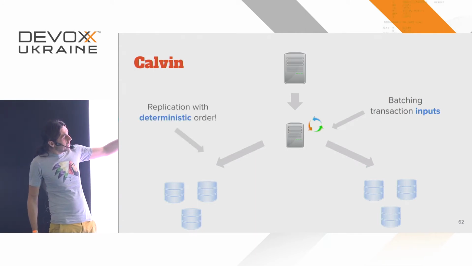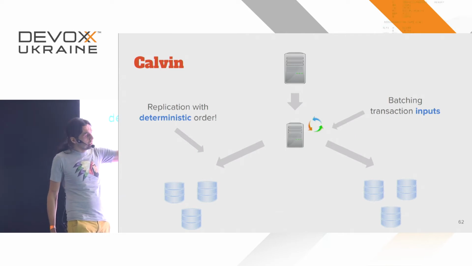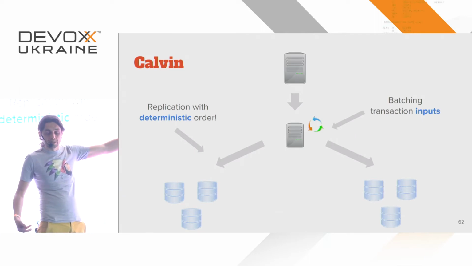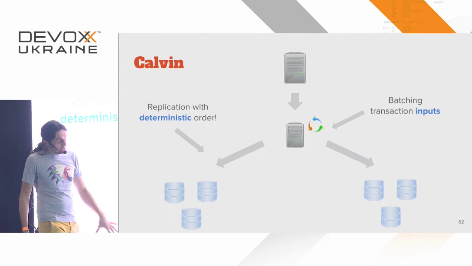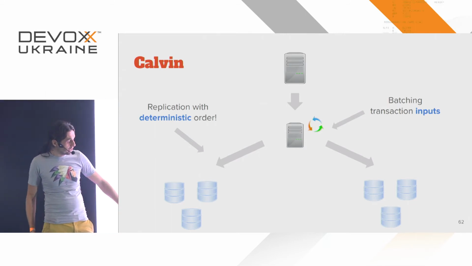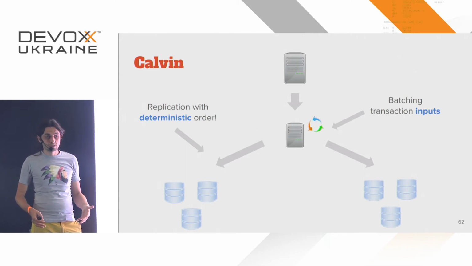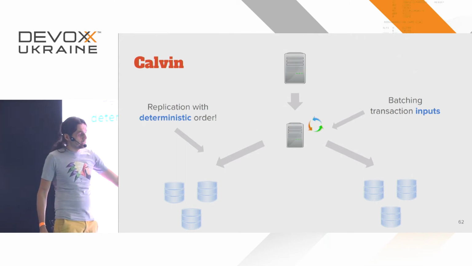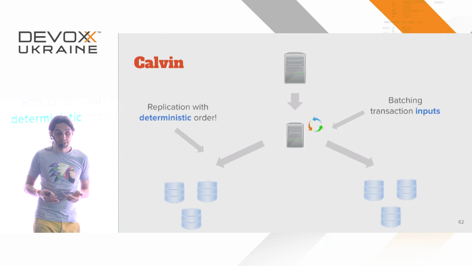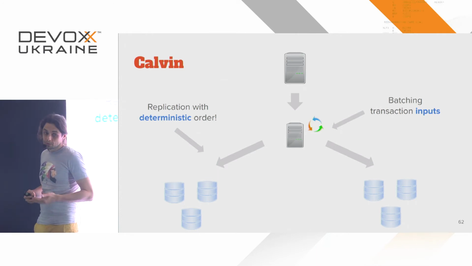And the thing is that because these transactions are declarative, the effects of the transactions are performed in a deterministic order on all nodes. So because the order of operations on each node is deterministic, we don't have to worry about coordination.